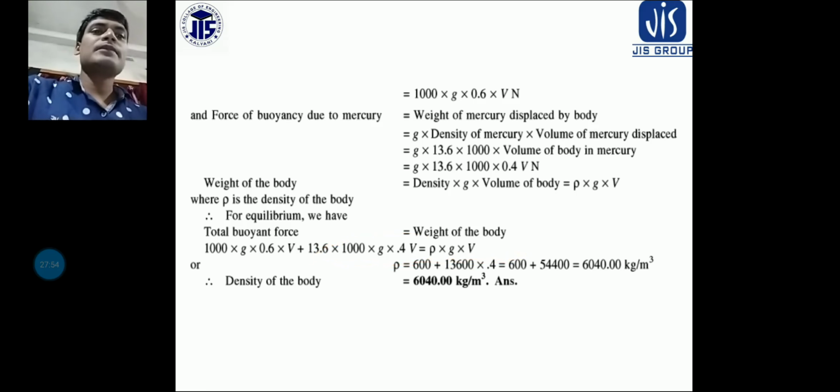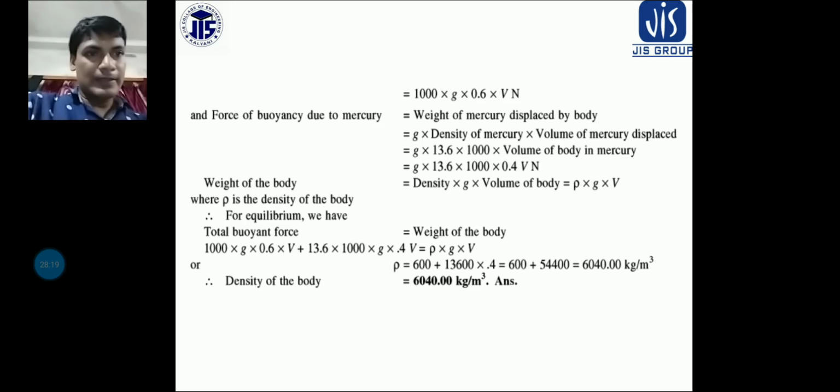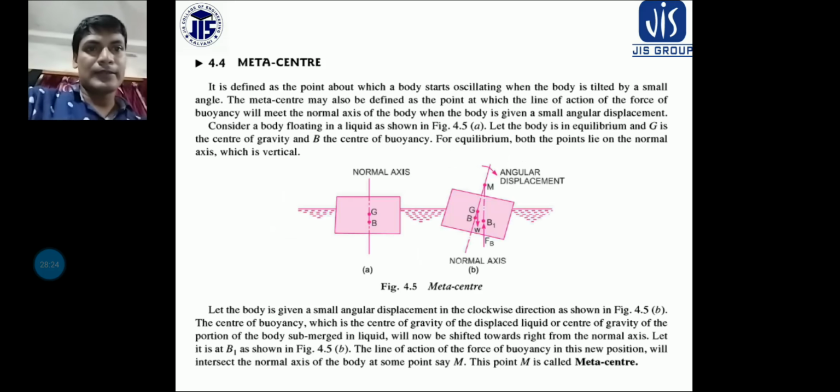So rho is equal to 1000 into 0.6 plus 13.6 into 1000 into 0.4. So ultimately, the only unknown is rho, and the density of the body is equal to 6040 kg per meter cube. Okay, so this is the equation we have got, and this is the answer from the numerical.